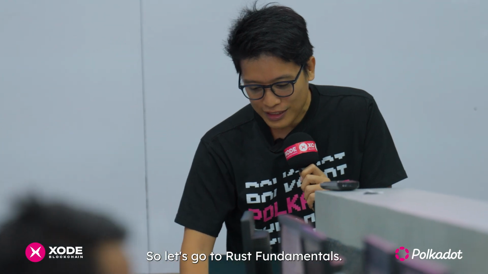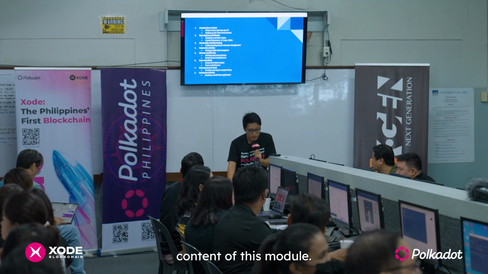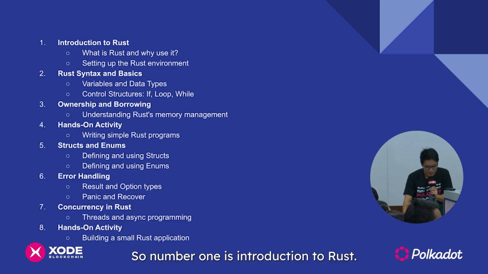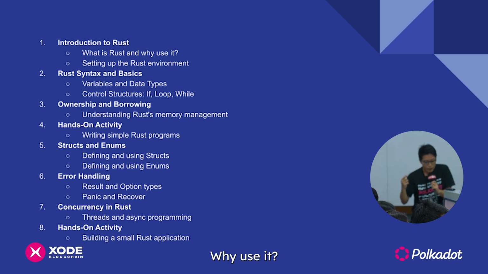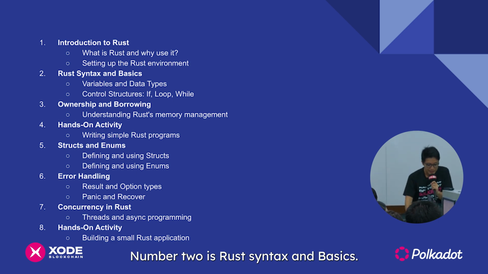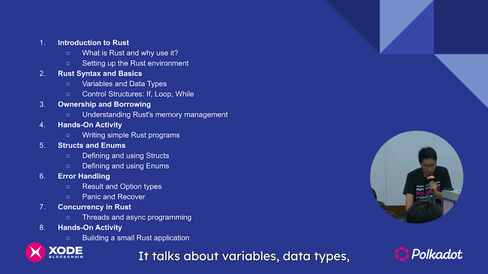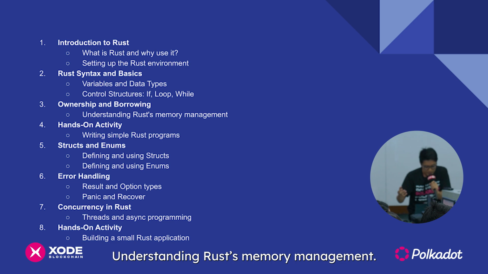So let's go to Rust fundamentals. These are the contents of this module. Number one is introduction to Rust: what is Rust and why use it, and setting up the Rust environment. Number two is Rust syntax and basics. It talks about variables, data types, control structures like if, loop, and while. Number three is ownership and borrowing, understanding Rust memory management.